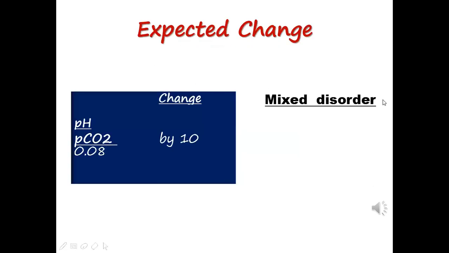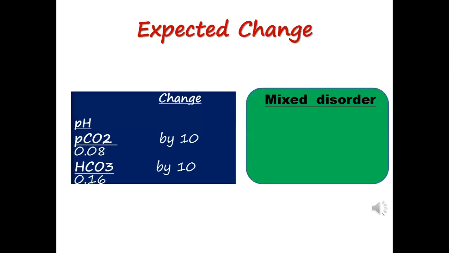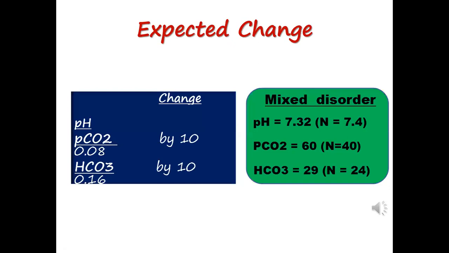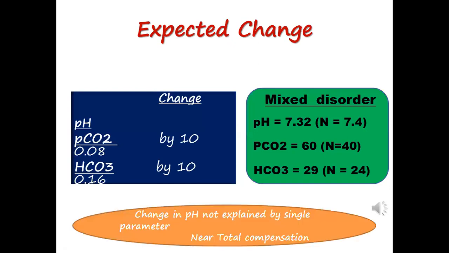So this is another method which is used for calculating compensation. For each 10 mm change in PCO2, the pH changes by 0.08, and for each 10 mmHg change in bicarbonate, the pH changes by 0.16. That is double as compared to CO2. That is, any change in bicarbonate of 10 brings a change in pH of 0.16, and any change in PCO2 of 10 brings a change in pH of 0.08.